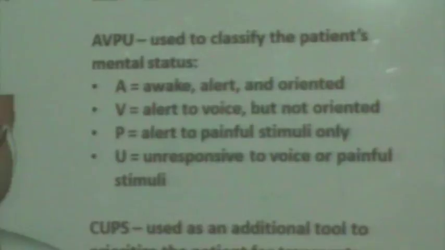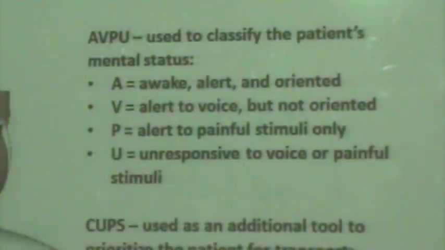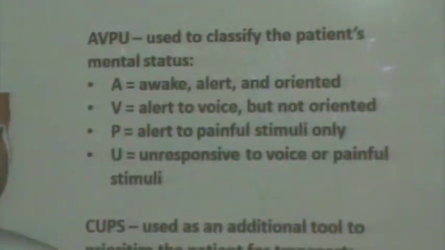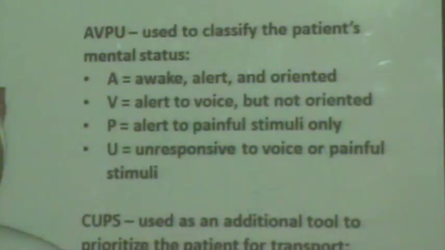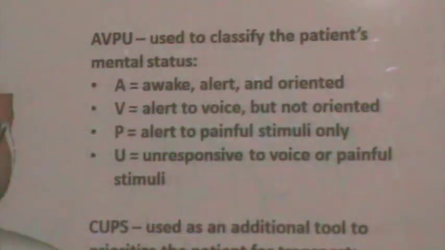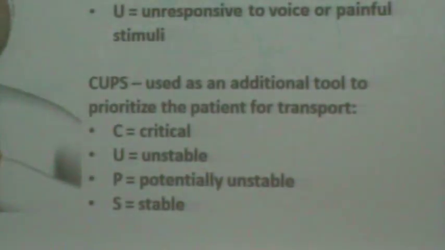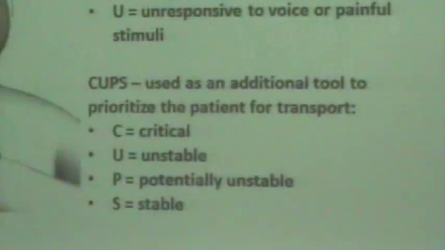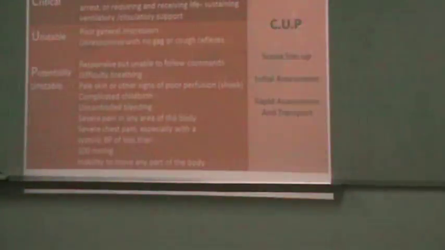P, only responsive to pain. So when, like the paramedic did, we initiate pain, that's when the patient responds. And U is unresponsive at all. This person, even to pain, is not responsive. Another thing that we need to assess also is the CUPS. C stands for critical, U for unstable, P potentially unstable, and S is stable.